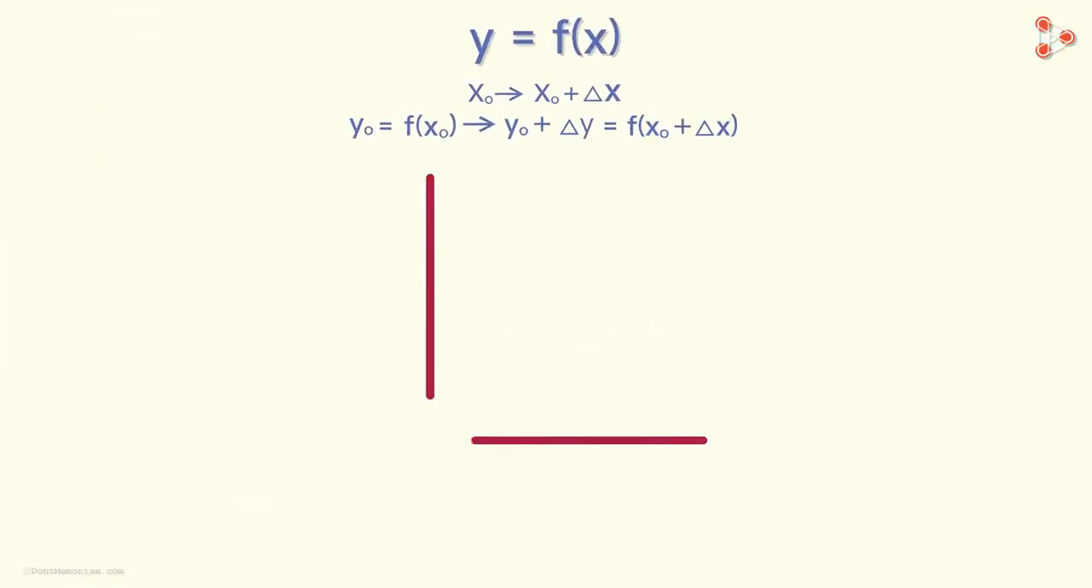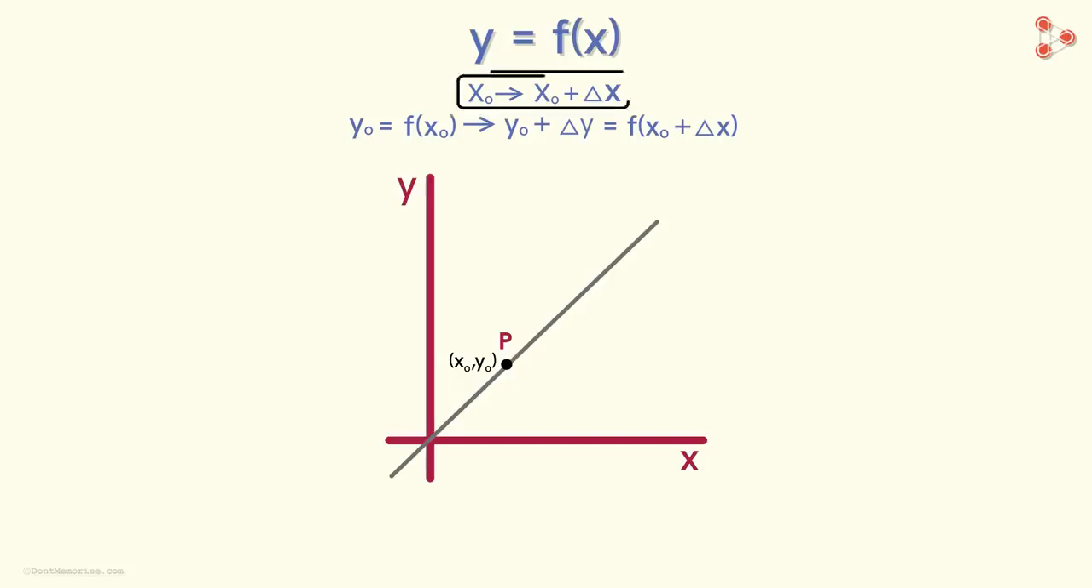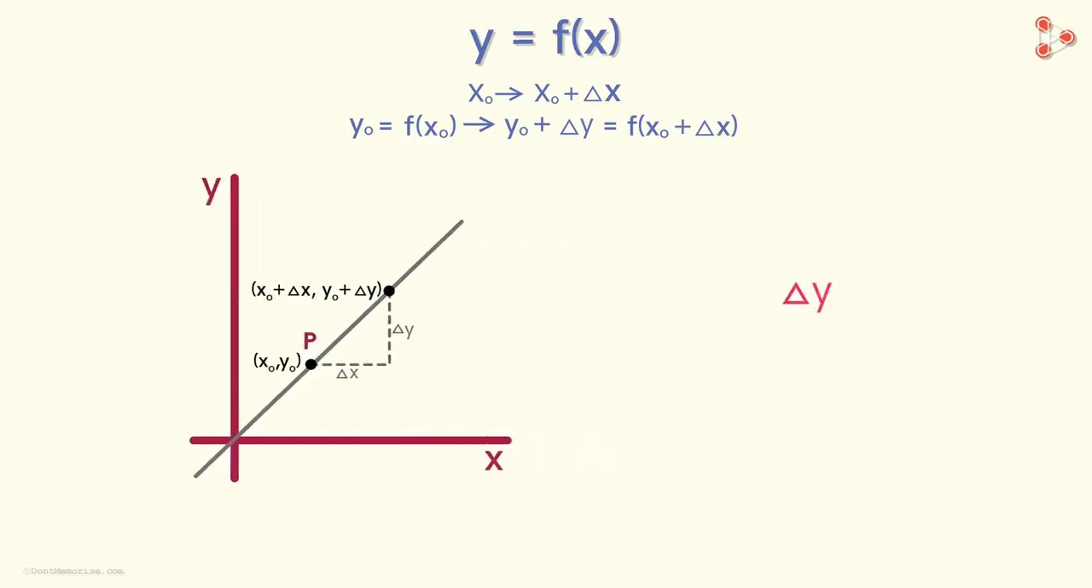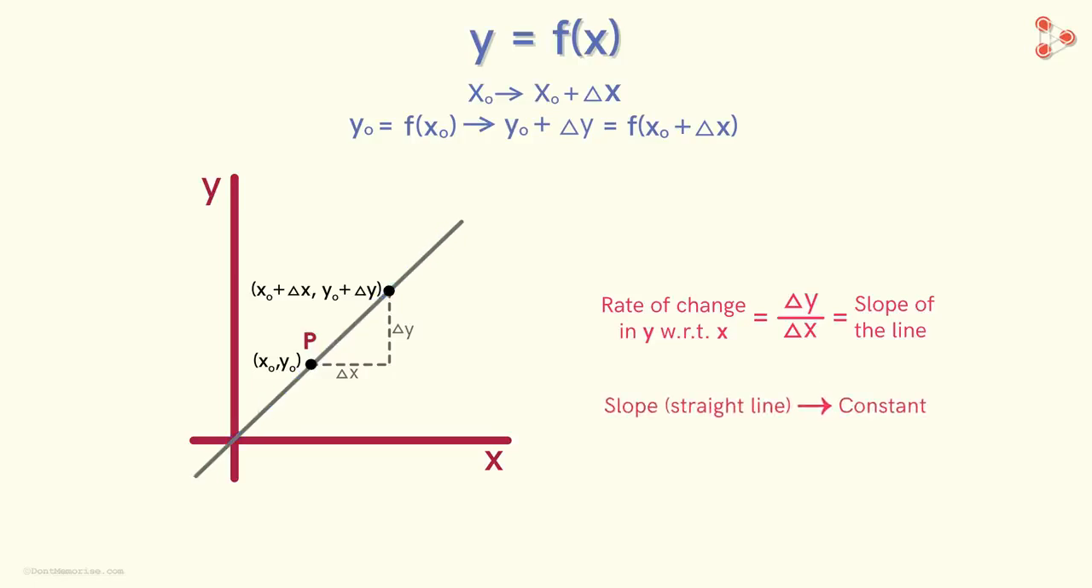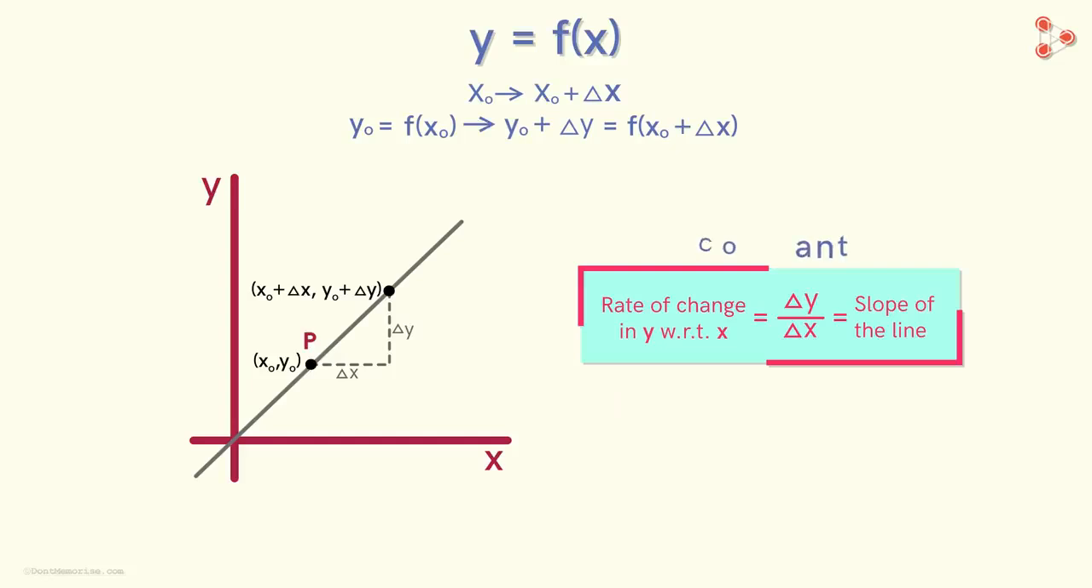Let's say the graph of this function is a straight line like this. x0, y0 is this point, and when the value of x changes by delta x, we reach this point. Now consider the ratio delta y over delta x. We saw earlier that for a straight line, this ratio is the measure of its steepness. So, the rate of change in y with respect to x is equal to the slope of this line. Now we can see that for a straight line, its slope is constant throughout. So its rate of change will also be constant.